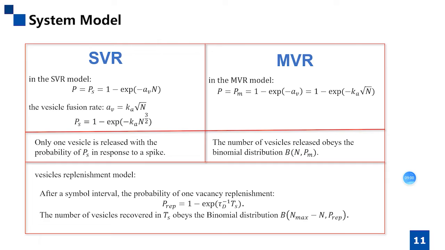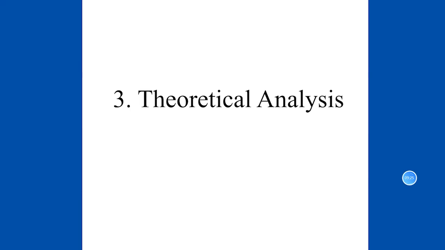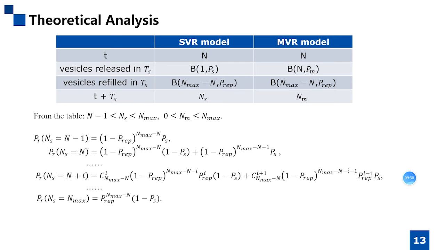The SVR and MVR models have the same vesicle recovery process. After a symbol interval, the probability of one vacancy replenishment is P-rep. So, the number of vesicles recovered in Ts obeys the binomial distribution N max minus N, P-rep. Based on this system model, we studied the characteristics of the vesicle release process.